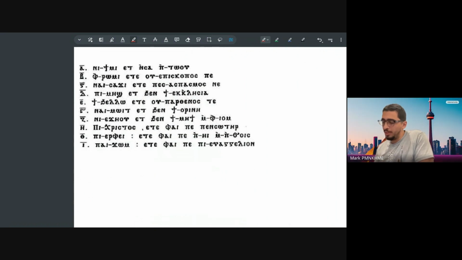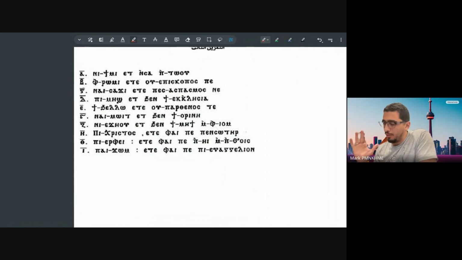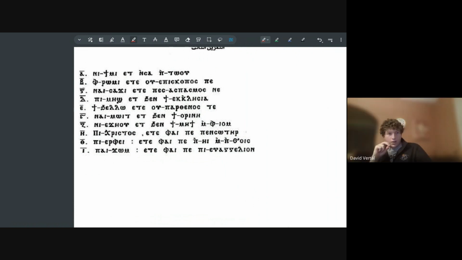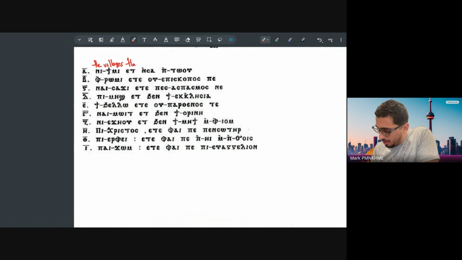All right, give me one from here. Nitimi et ensa beto. So these are not full sentences. So no, okay. Making the mark. The villages that are behind the mountain. Behind the mountain. All right.